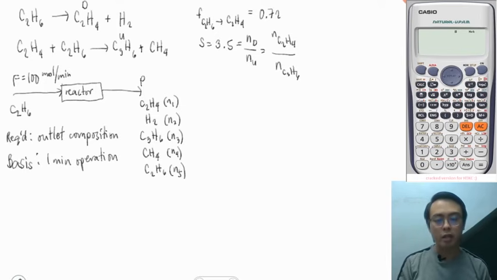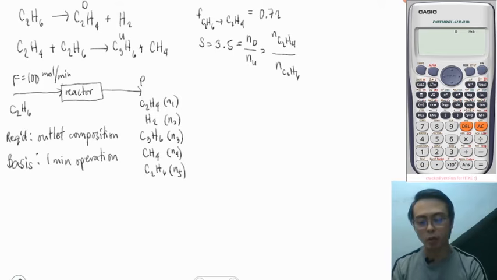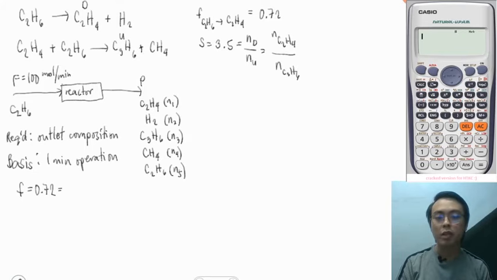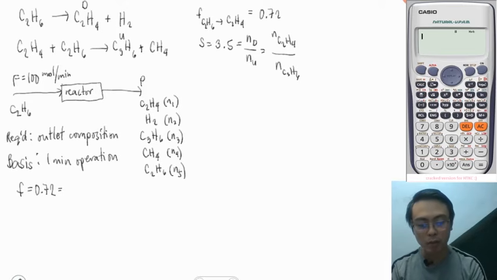Next, let's take a look at the definitions for selectivity and for conversion. Let's start with conversion. The value is 0.72. The conversion is defined as the number of moles reacted over the number of moles fed. So it pertains to our reactant, ethane. The number of moles reacted is in minus out.